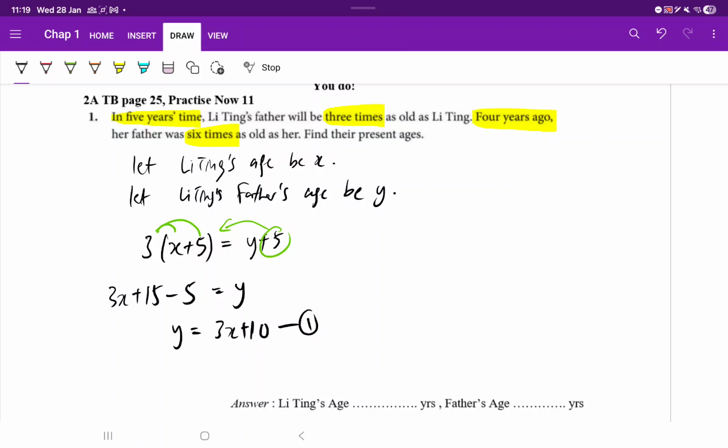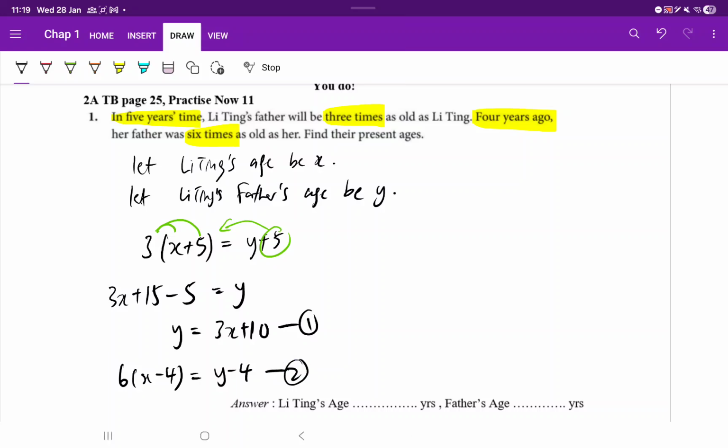Okay? Now we are going to deal with the second sentence, 4 years ago. So 4 years ago will be x minus 4 and y minus 4. So 4 years ago, x minus 4. The father was 6 times as old as her. So if I multiply by 6, I will get the father's age, y minus 4. Is this okay? I label this equation 2.